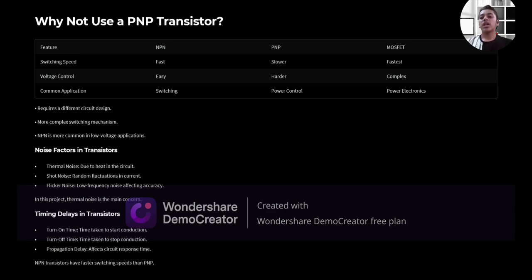Why do we not use a PNP transistor? Here, it requires a different circuit design and a more complex switching mechanism, and PNP is more common in low voltage applications.